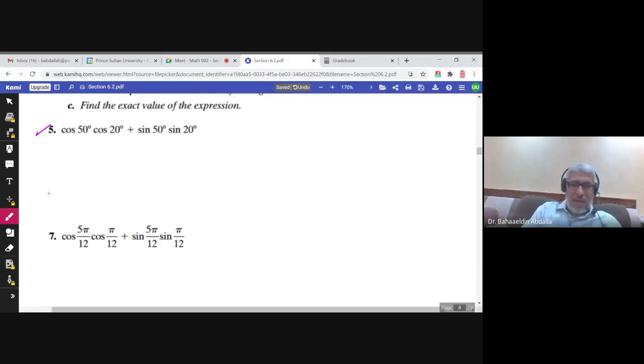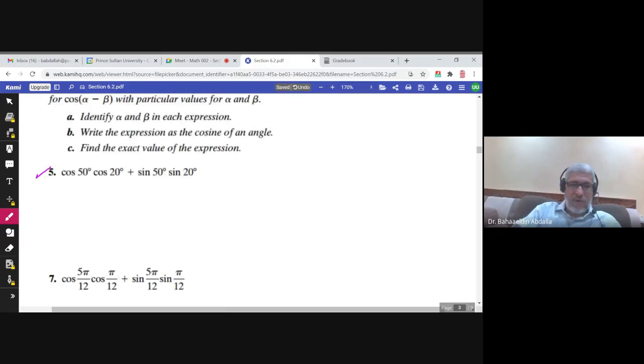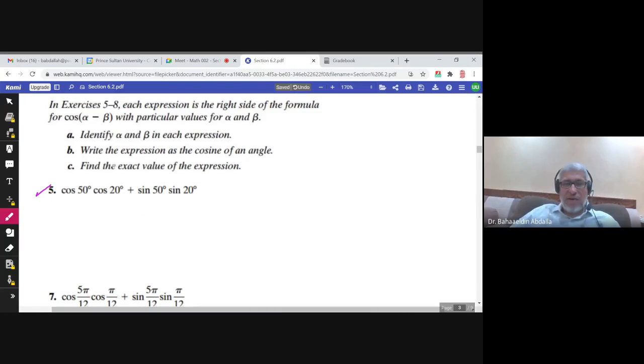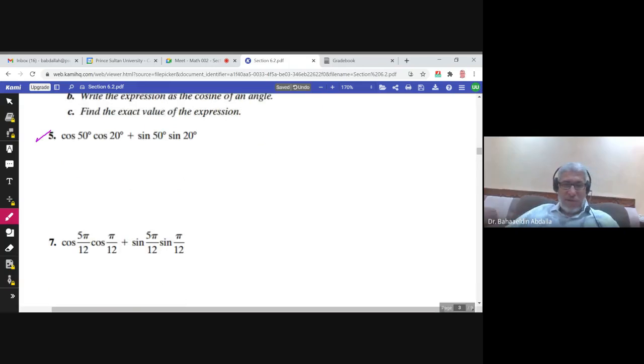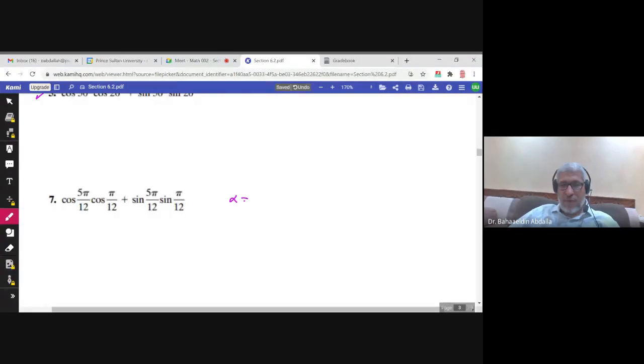Okay. Let me do this one, number 7. What are the questions here? Identify alpha and beta in each expression. He says each expression is the right side of this formula. Remember, this formula equals cosine cosine plus sine sine. So this is the right side, okay? So identify alpha and beta. So alpha here is 5 pi over 12, and beta is pi over 12. Okay, so this is part A.